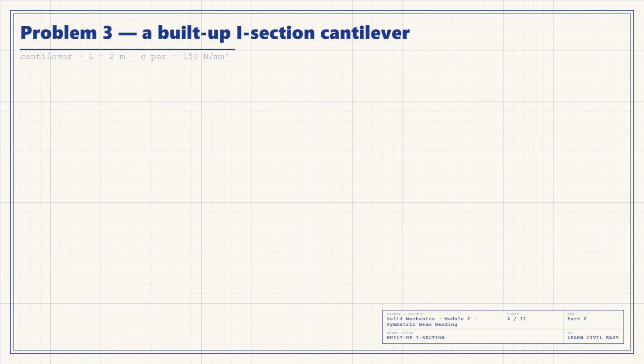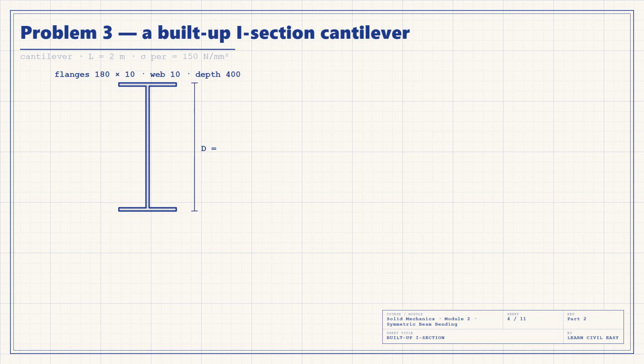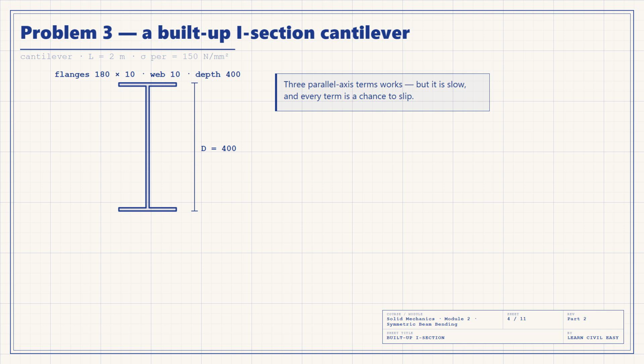Next, an I section and a trick that will save you 5 minutes in an exam hall. A built-up I, flanges 180 wide and 10 thick, overall depth 400, web 10 thick. It is a cantilever 2 meters long, permissible stress 150. Find the safe uniformly distributed load. Now the honest way to find I is 3 parallel axis terms, 2 flanges and a web. And it works, but it is slow and every term is a chance to slip. Here is the faster way, and Bhavikatti gives it himself.